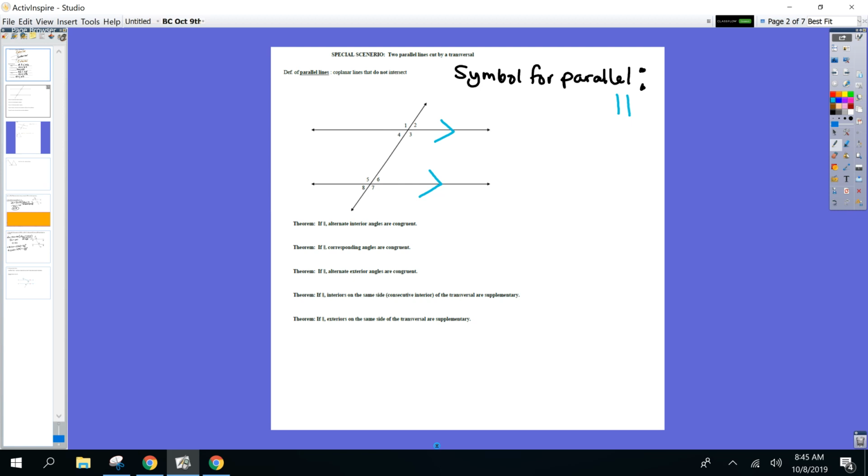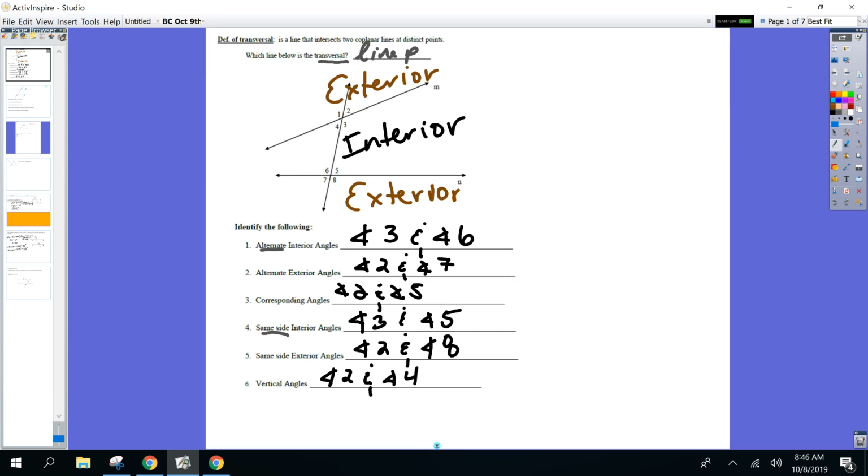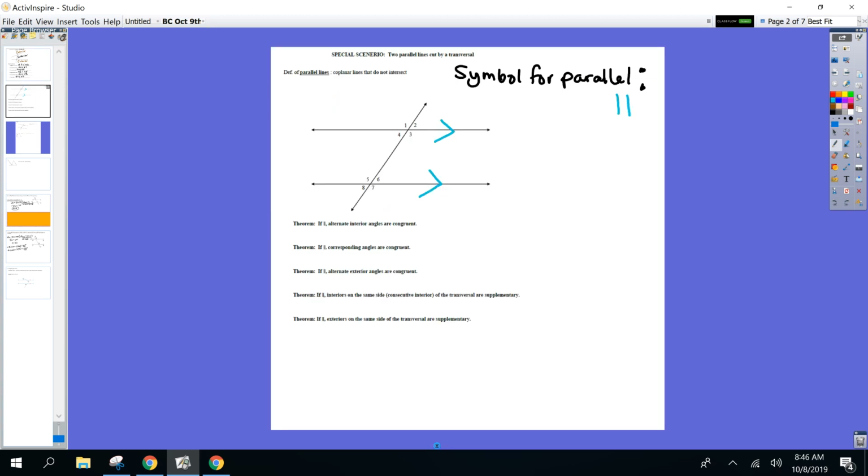Okay? Now the magic happens. Hey! All these different types of angles we just listed, they become congruent or they become supplementary, just by knowing now the lines are what? Parallel. Those alternate interior angles we talked about are now congruent to each other. Okay?